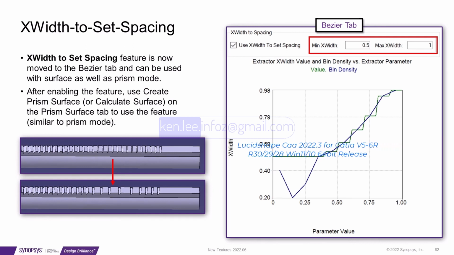The X width to set spacing feature is now moved to the Bezier tab and can be used with the surface as well as the prism mode. After enabling the feature, use Create Prism Surface or Calculate Surface on the Prism Surface tab to use the feature, similar to the prism mode.